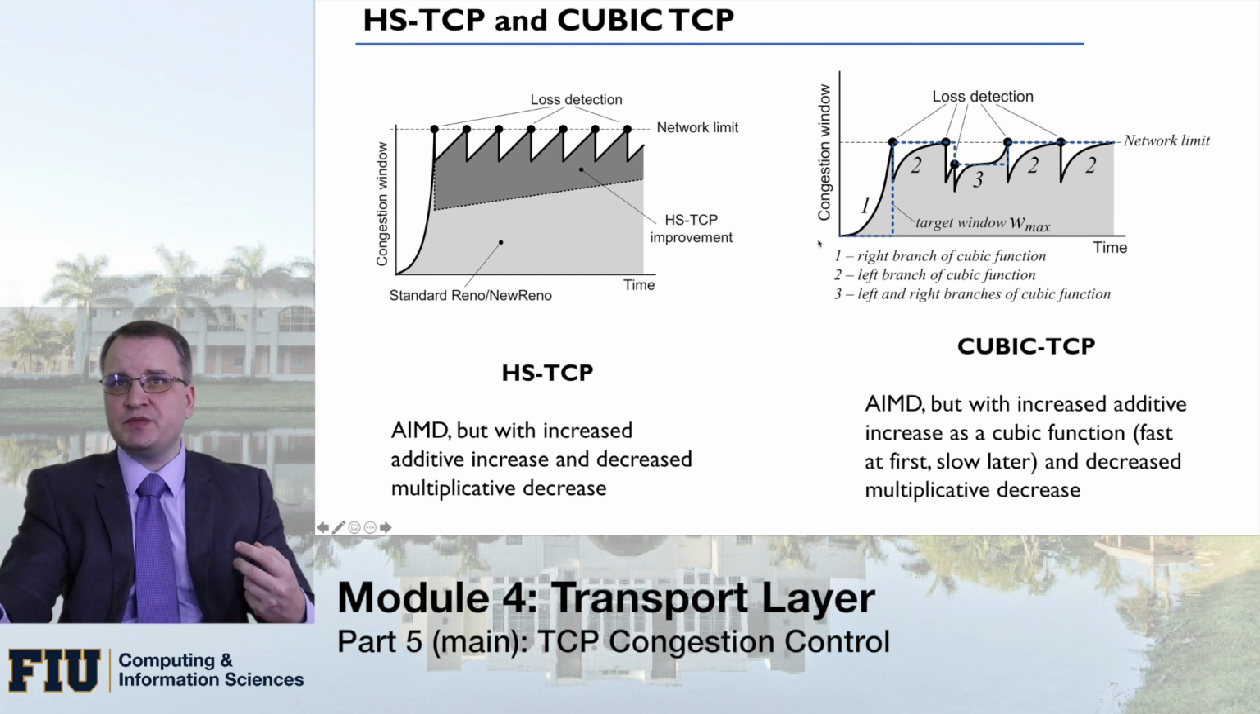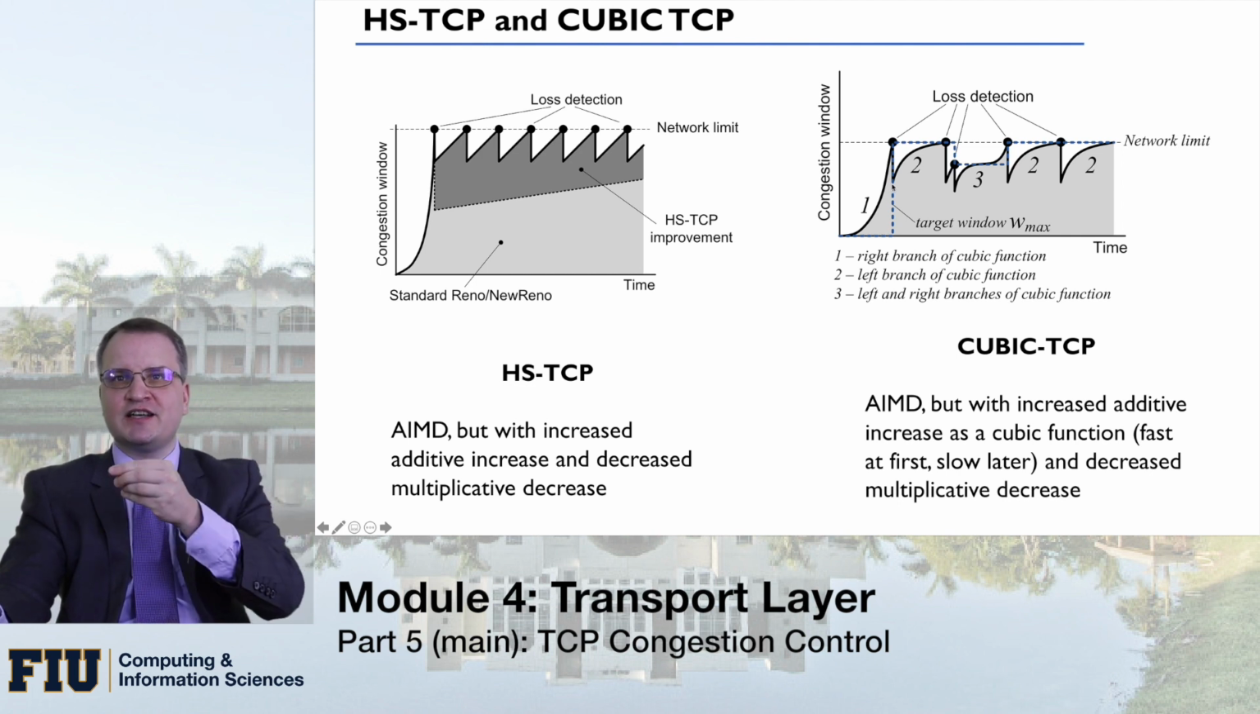For CUBIC TCP, the picture is slightly different. I didn't put the comparison with Reno, but you can imagine that for Reno it will be still congestion avoidance, drop to half and a slow increase somewhere. In this case, for CUBIC, what they're trying to do is to logically split the congestion avoidance stage into fast and slow increases.